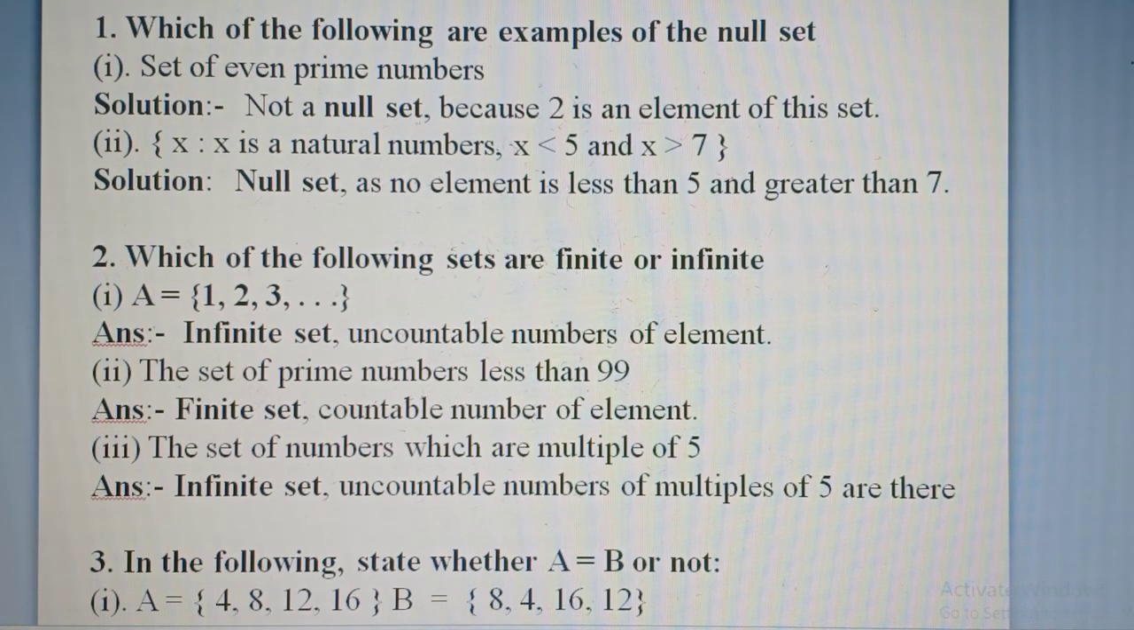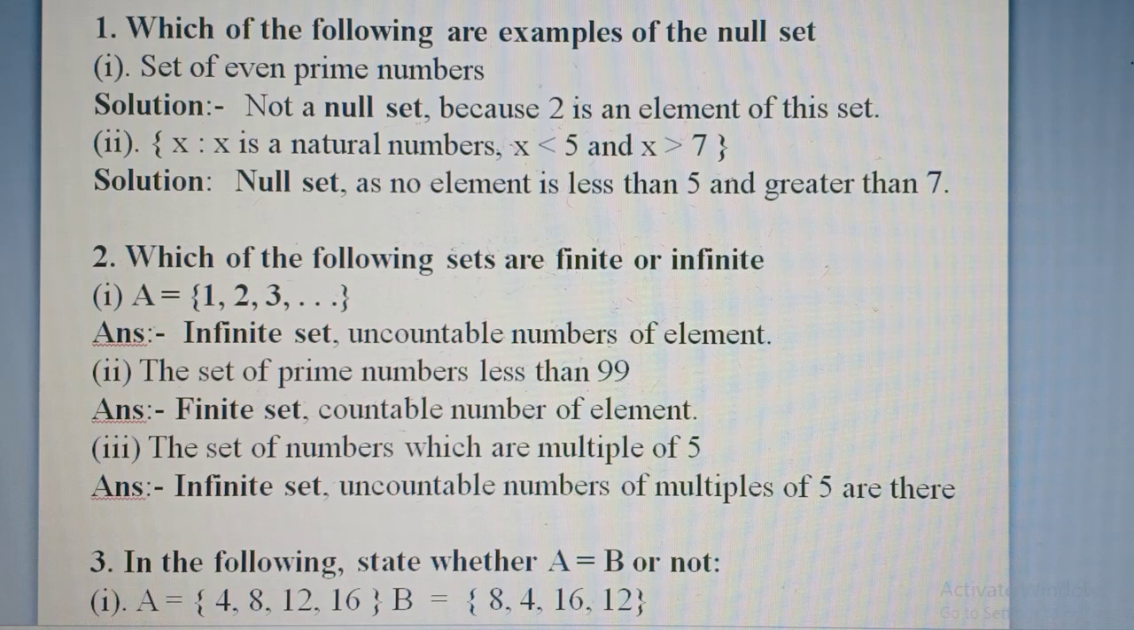Number 2, which of the following are finite and infinite sets? Students, finite means a countable number of elements, infinite means an uncountable number of elements. So in the set you can see 1, 2, 3, dot dot dot. It means that there is no end, it is going on. Okay, it is the set of natural numbers going on. The last term is not present in the set, so you can say that it is an infinite set.